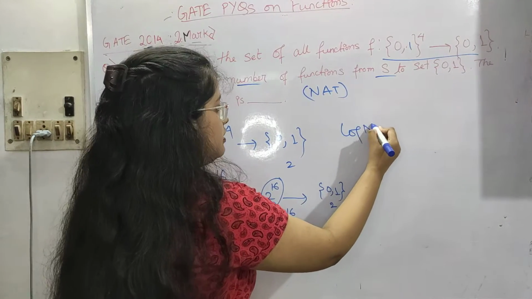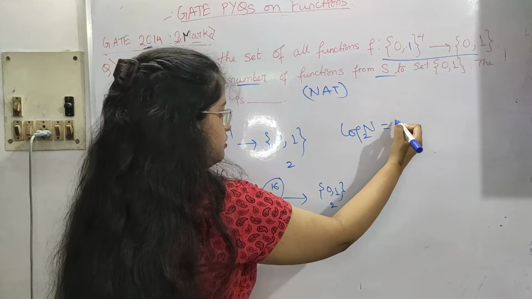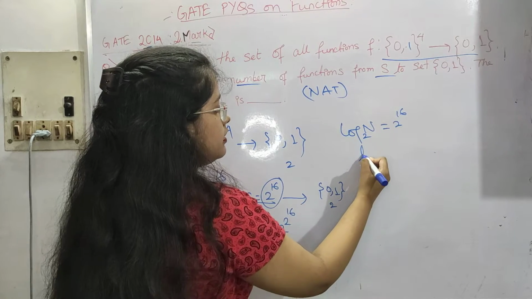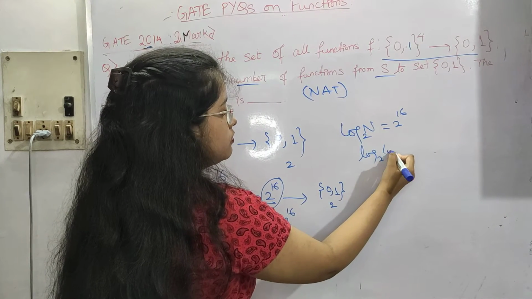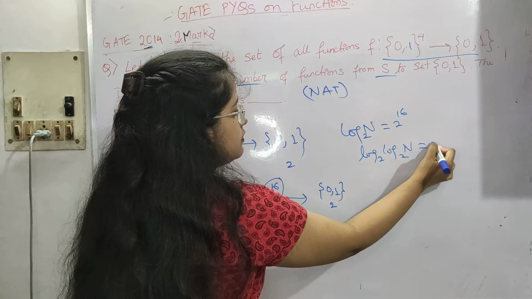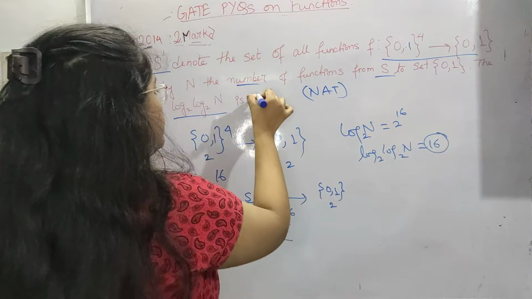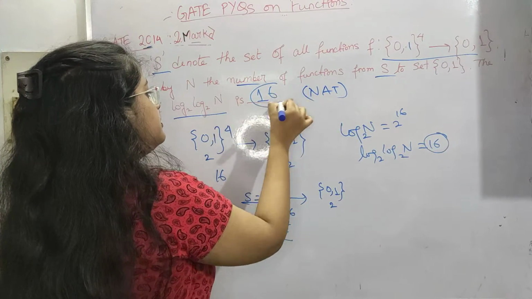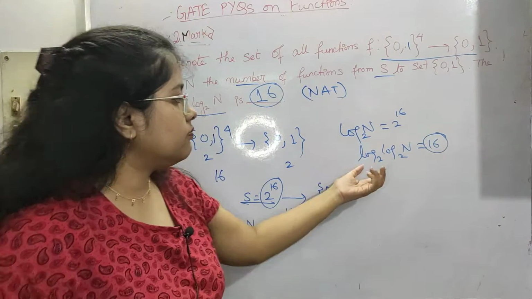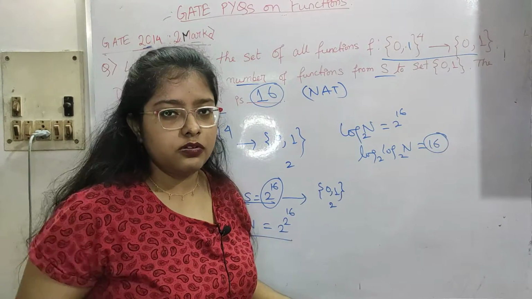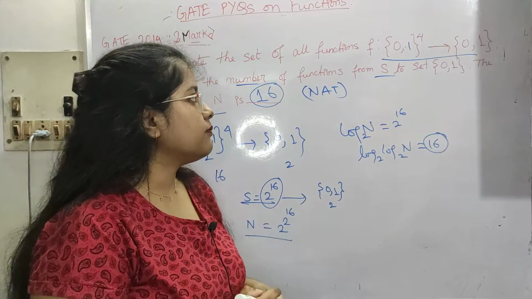So log of n will be 2 to the power 16. Again, if we apply log base 2 to n, it will be 16. So the answer will be 16. So this is actually very easy. The only thing different is that log is applied 2 times.